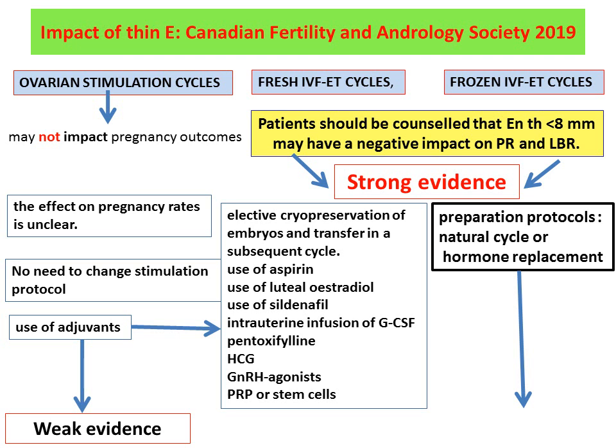But in such a case, the patients ask you, can you use adjuvant lines of treatment like freeze-all, use of aspirin, sildenafil, estradiol, intrauterine infusion of granulocyte colony stimulating factor, pentoxifylline, HCG, GnRH agonist, PRP, or stem cells? You answer that adding these adjuvants to lines of treatment has poor, weak evidence to support an increase in pregnancy rate and live birth rate. The strongest evidence is that you have a lower chance of pregnancy rate and live birth rate.